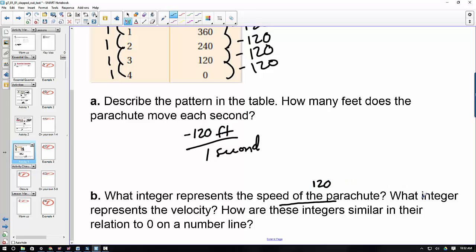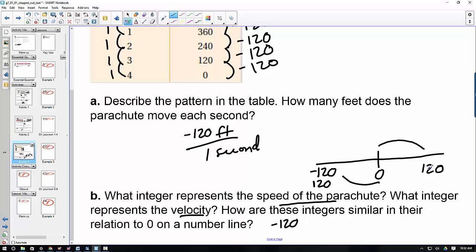And then what integer represents the velocity? So again, this is what it actually is. So it's a negative value in this case. So we'll say negative 120. And then how are these integers similar in the relationship to 0 on the number line? Well, if I put a number line up and I have 120 over here, sorry, I put 120 on this side, and then negative 120 on this side. Right in the middle between these is a 0. So the distance from 0 is 120 in both directions. However, one is positive and one is negative.